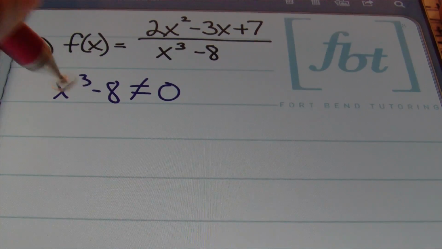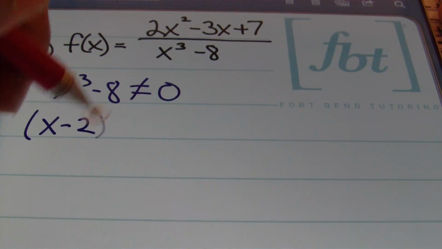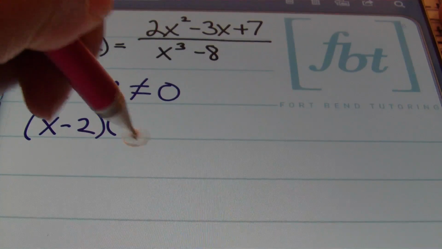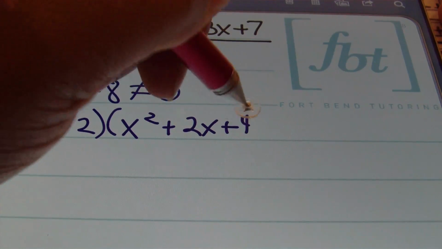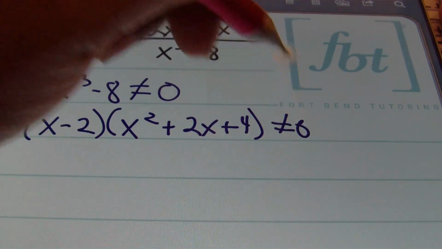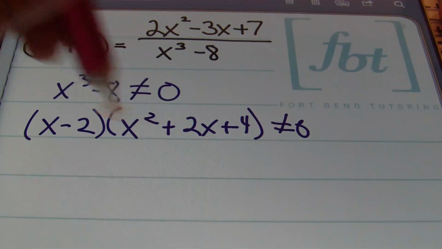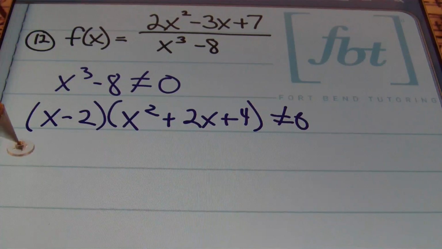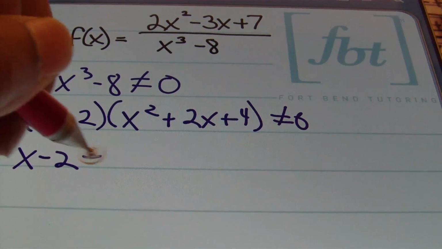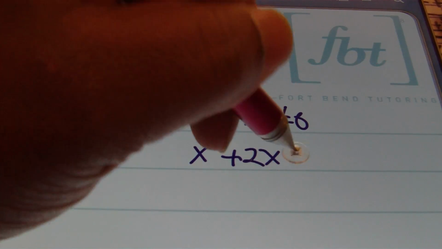So I'm going to attempt to solve this by factoring it. Being as though this is a difference of cubes, factoring this gives me x minus 2 times x squared plus 2x plus 4, and that cannot equal 0. You have two factors here, and you can separate them and solve for them. I'll have x minus 2 cannot equal 0, and x squared plus 2x plus 4 can't equal 0 either.